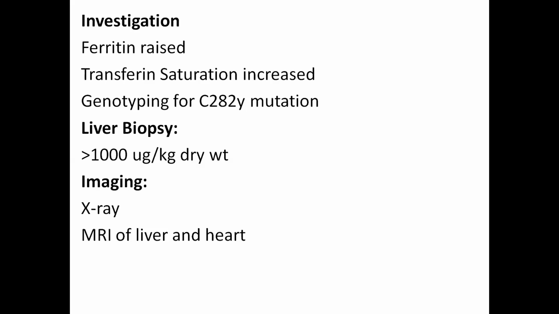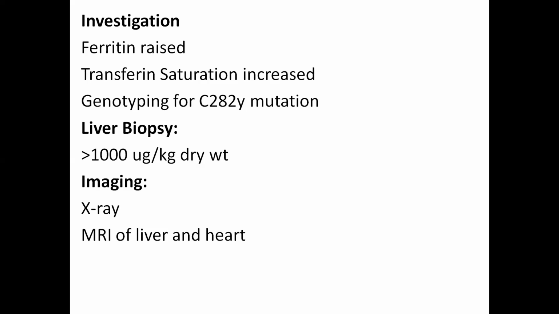Then genotyping: these are two screening tests, and if these two tests are positive, then genotyping is advised to detect this mutation. Liver biopsy is also indicated to know the iron content of the liver. Normally the liver contains 1000 microgram per kilogram dry weight. In hemochromatosis, it is more than 1000 microgram per kilogram dry weight.